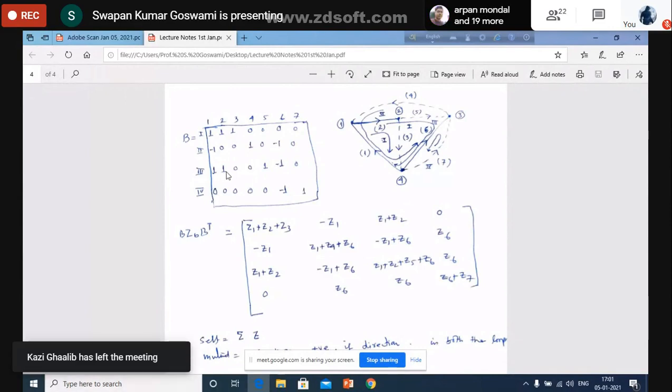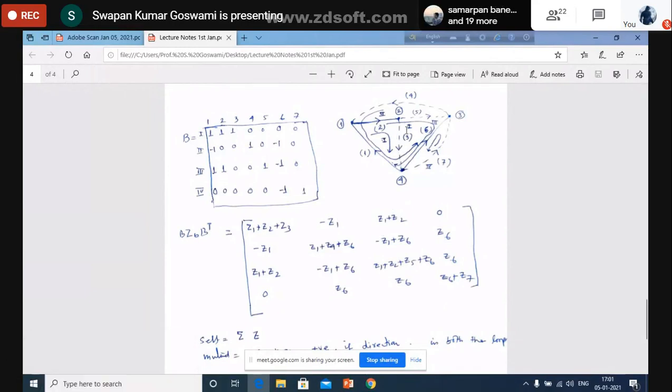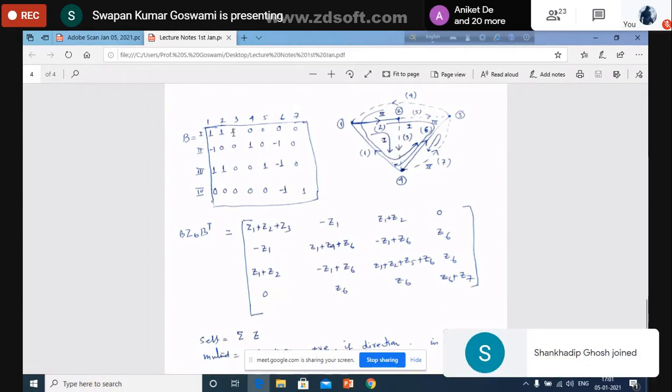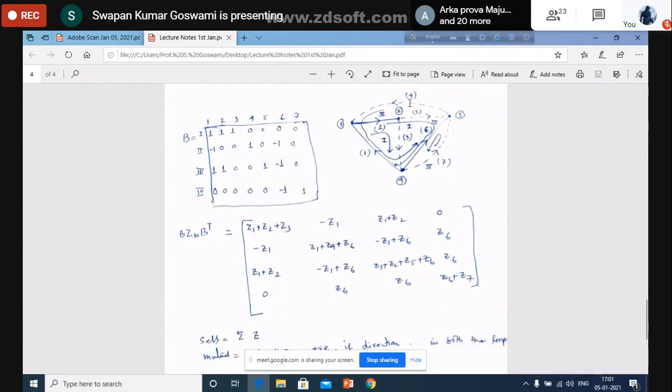Element 3. Where is element 3? This is element 3. Element 3 has formed the loop 1, so it will be taking part in loop 1 only, and obviously it will be positive. Element 4. This is forming this loop. That means loop 2 is formed by element 4.